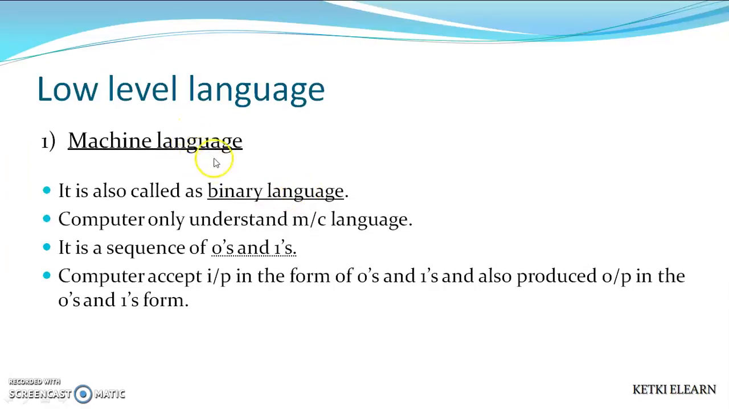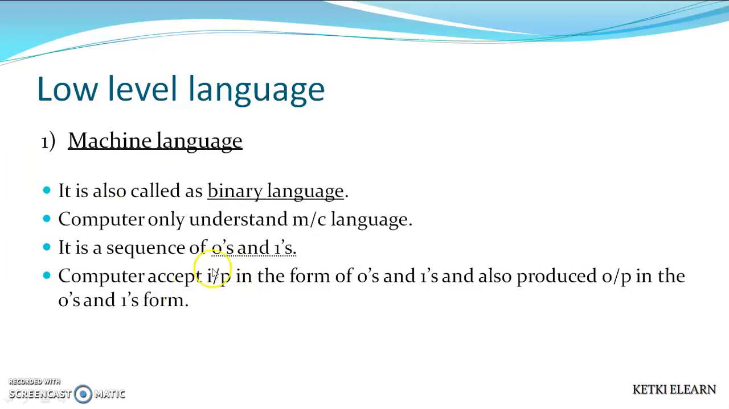Means machine language is also known as binary language because 2 bits are used, zeros and ones. And this language is computer understandable. Means computer only understands machine language in the form of zeros and ones. So this language contains a sequence of zeros and ones. Okay, so a single 0 and a single 1 is called a bit in computer language.